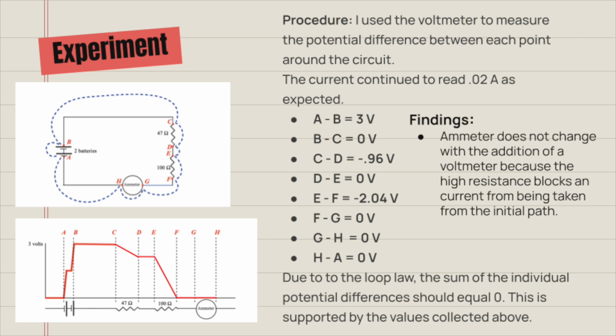Next, I used the voltmeter to measure the potential difference between each point around the circuit. I found the values listed and their sum totals to 0 volts. This makes sense due to the loop rule, where path independence declares no change if you begin and end in the same position.